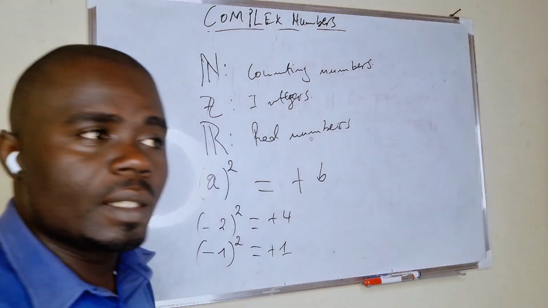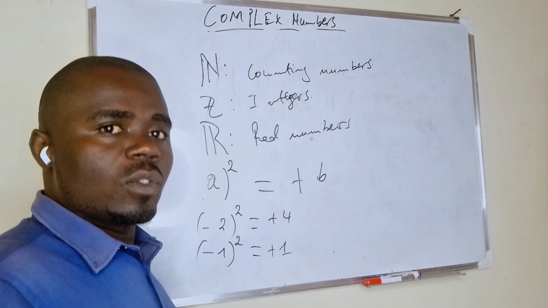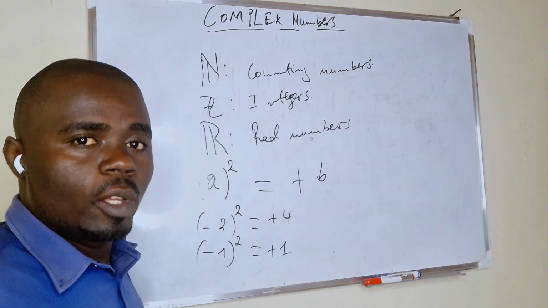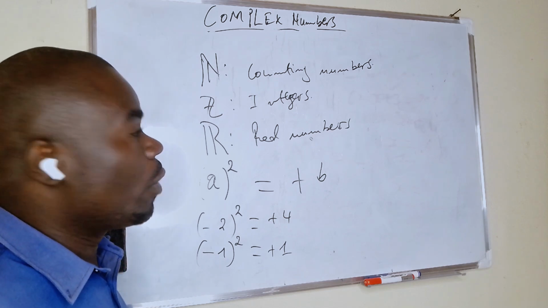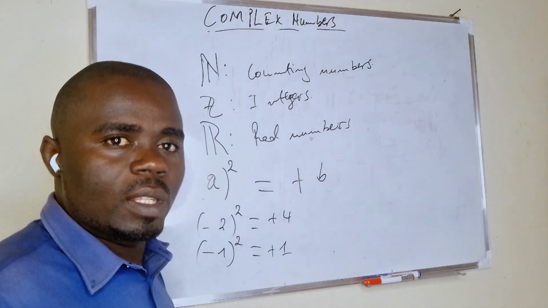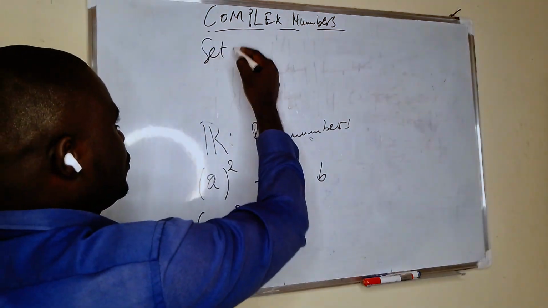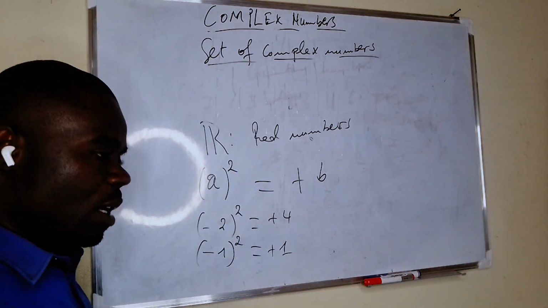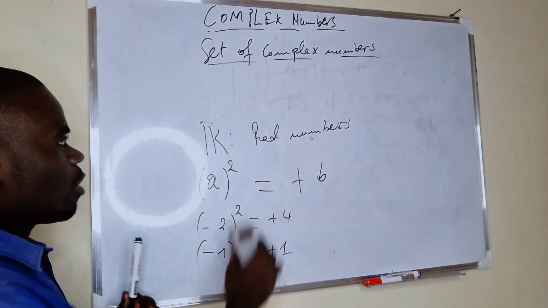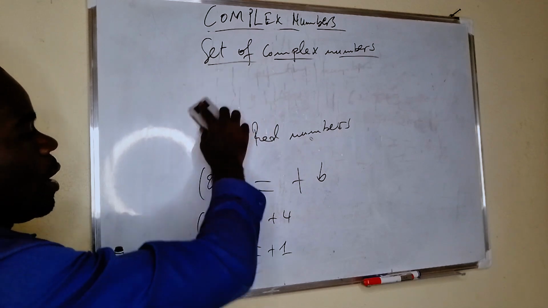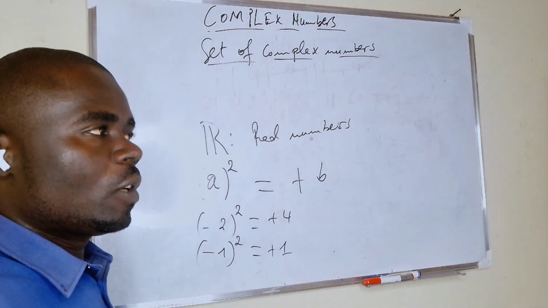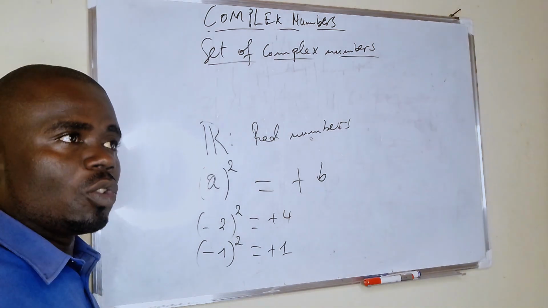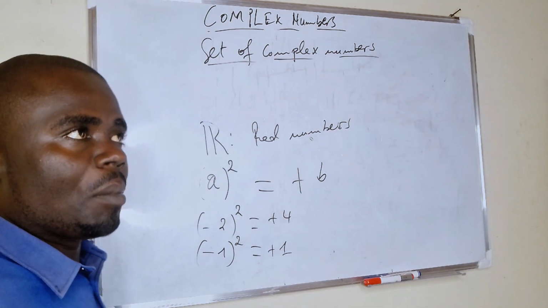Where we need to find the square root or any root of a negative number, that is where we bring in complex numbers. How do we bring it? A set of complex numbers. When you are trying to find the square root or any root of a negative number, when n is even, automatically we introduce what we call the imaginary number.